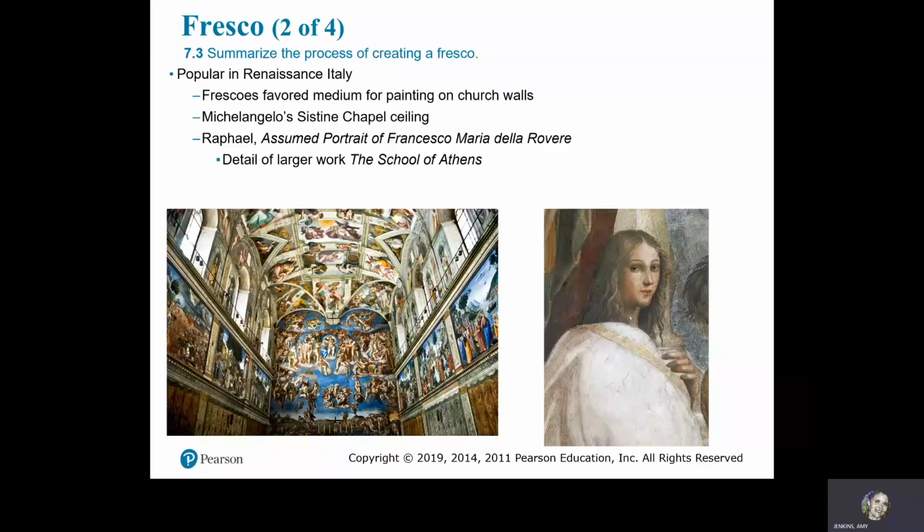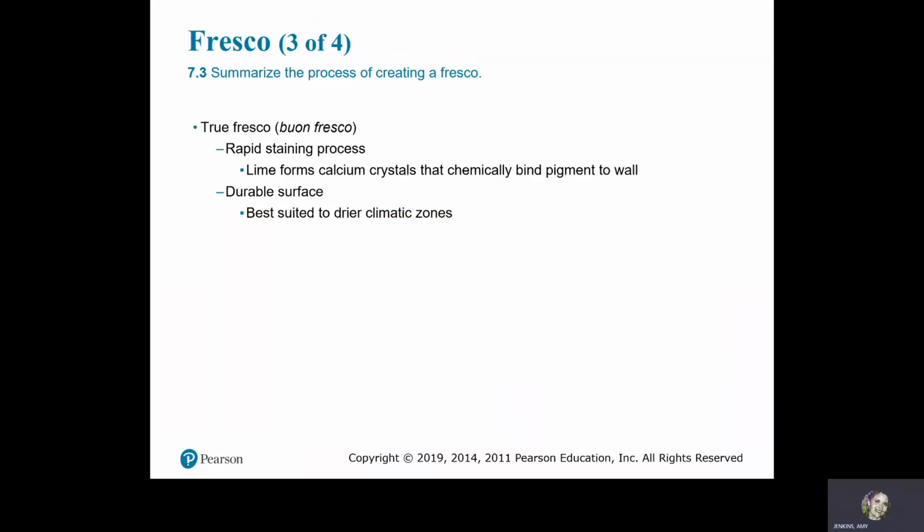Fresco was popular in Renaissance Italy. It was the favored medium for painting on church walls. Michelangelo's Sistine Chapel ceiling is a fresco. Raphael's assumed portrait of Francesco Maria della Rovere on the right is a detail of a much larger work, the School of Athens. All frescoes.